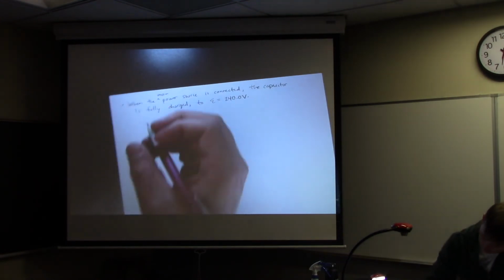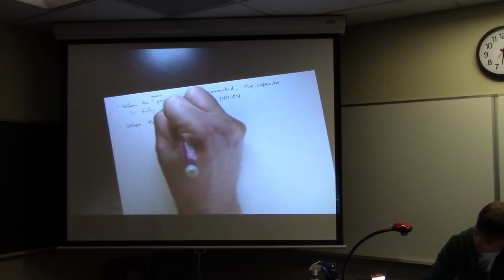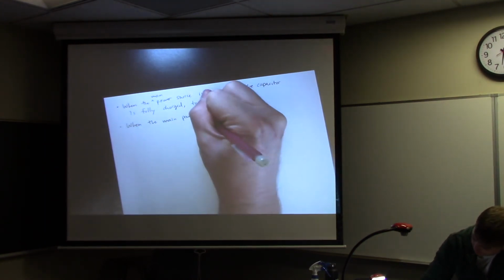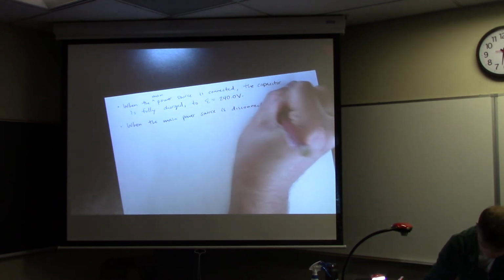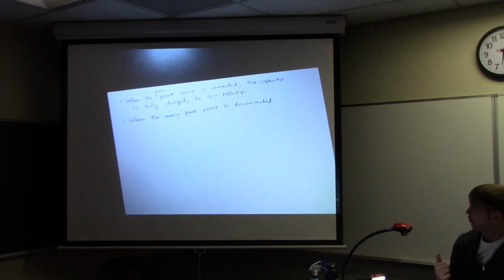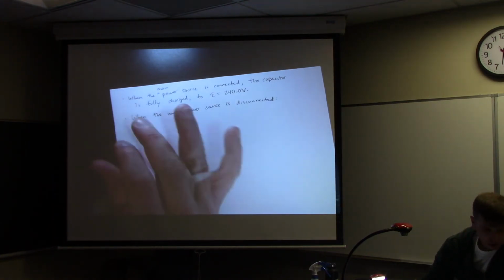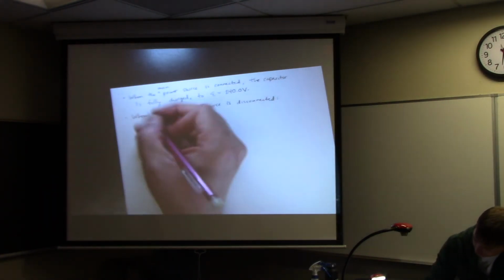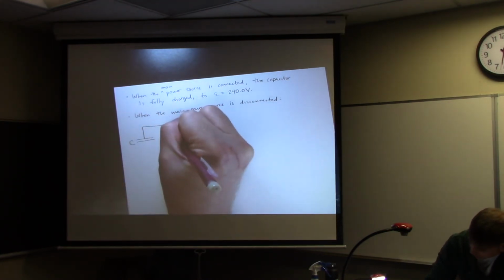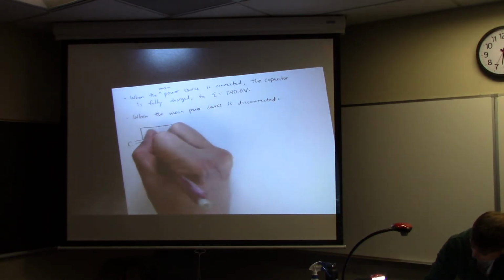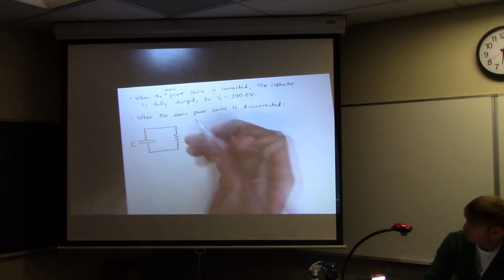Okay, now let's imagine the main power source being disconnected, and how that affects our circuit. So basically, the left branch of the circuit with the power source, that's gone. All that's left is we've got the capacitor and the device. There's nothing else. And it's a pretty good capacitor, right? It's 1.5 farads, so it's storing a lot of charge.